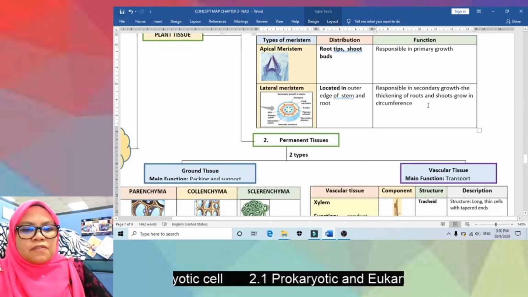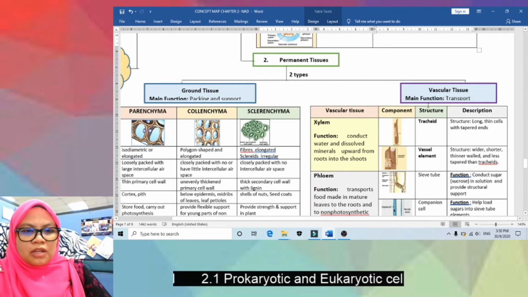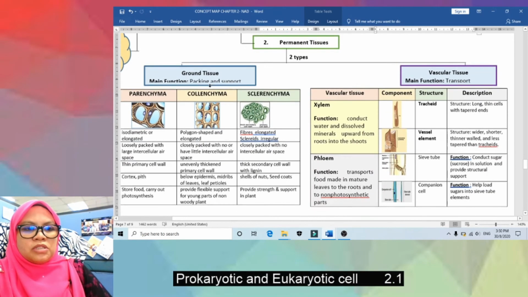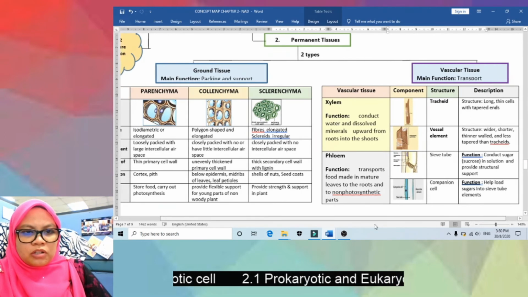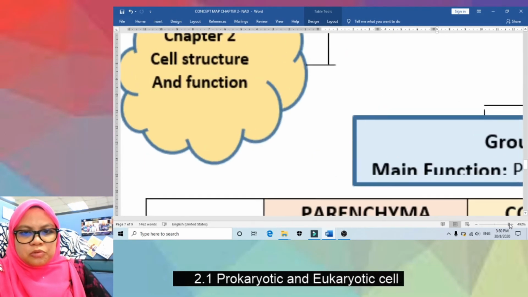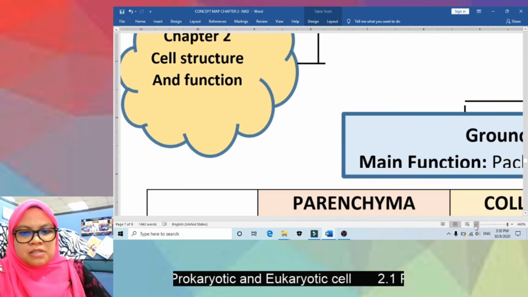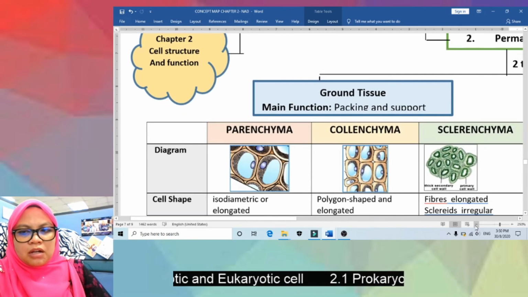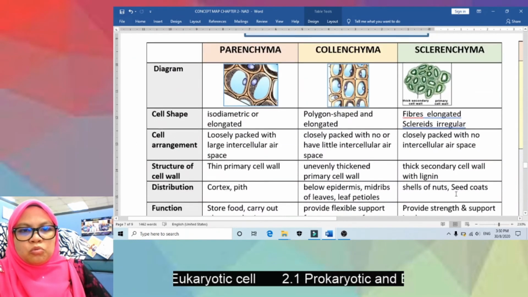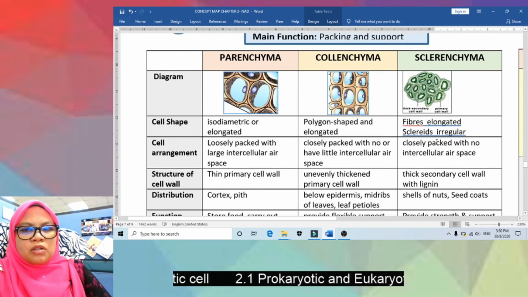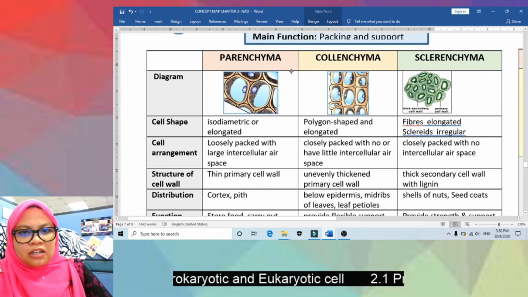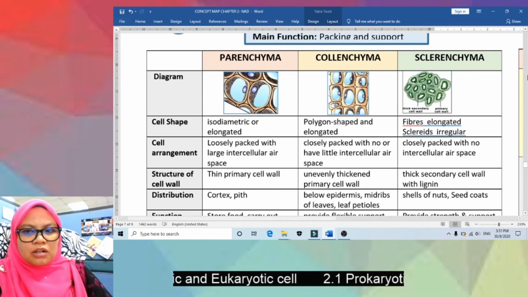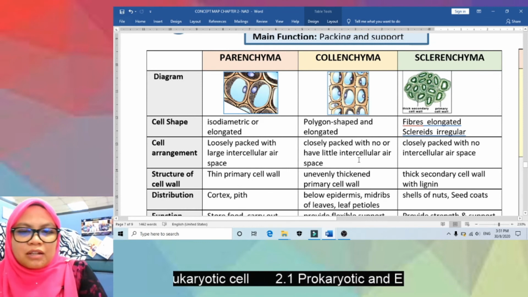Okay, next for the permanent tissue, we have two types here. The ground tissue, which the main function is for packing and support, and then the vascular tissue, the main function involved in transport. So let's take a look at the ground tissue first. Ground tissue has three types, which is the parenchyma, collenchyma, and sclerenchyma. And you need to know the difference between all these three. Okay, first, make sure you know to identify which one is parenchyma, collenchyma, and sclerenchyma. Sebab banyak soalan yang minta kamu identify.